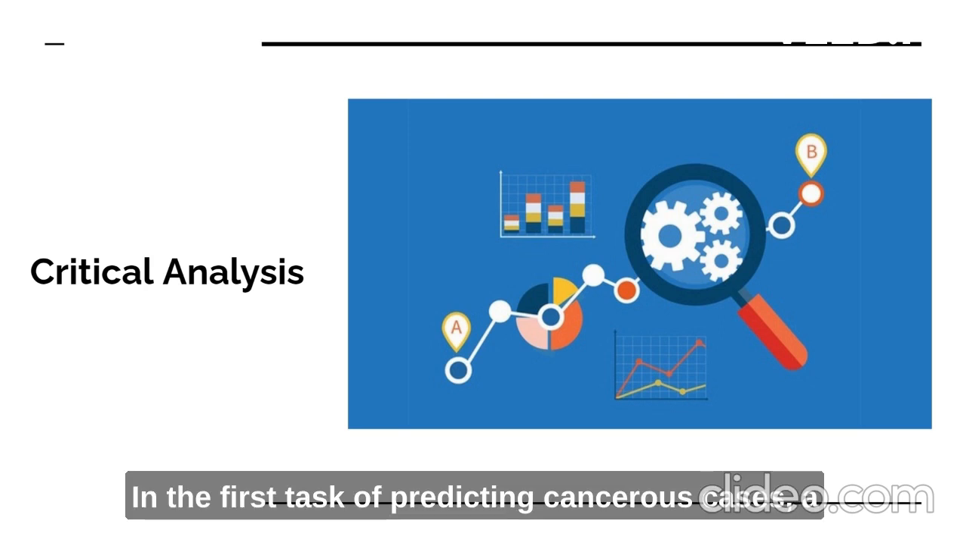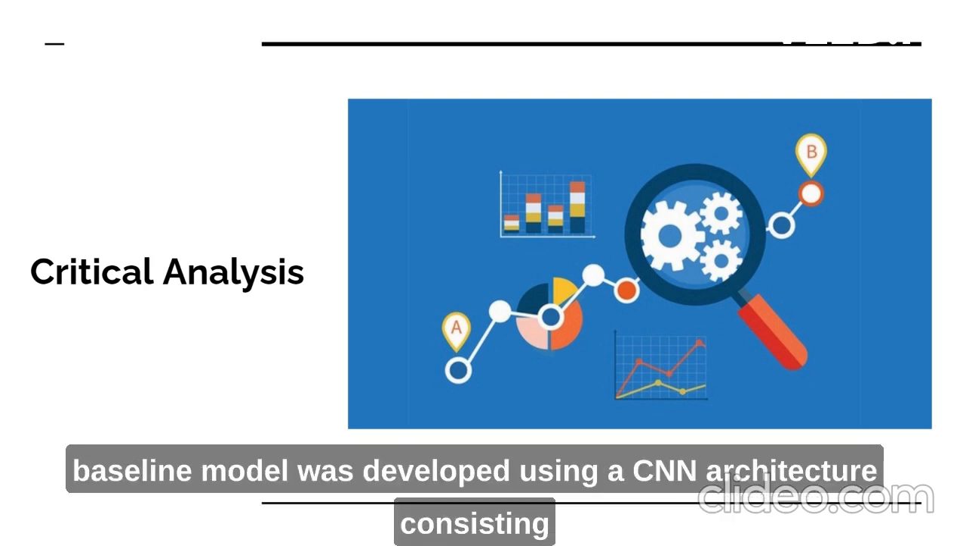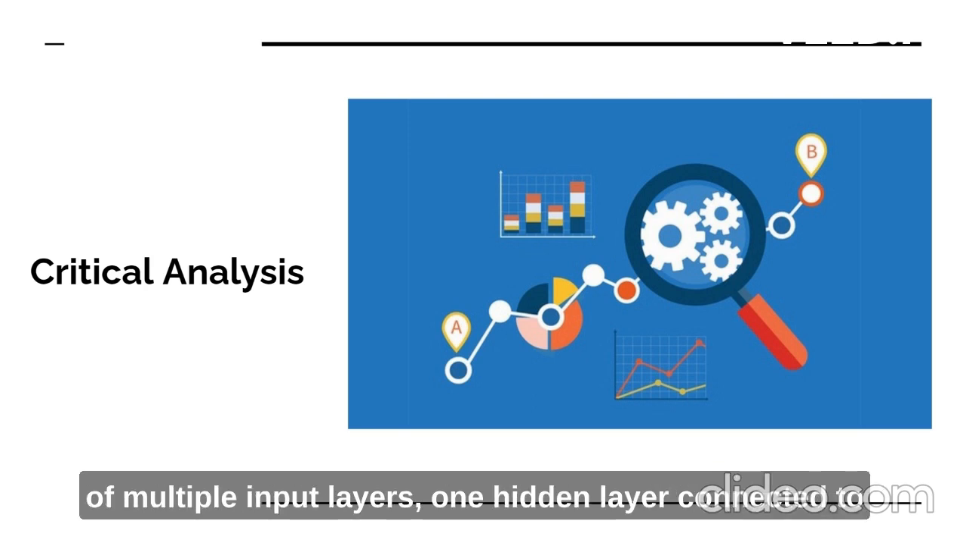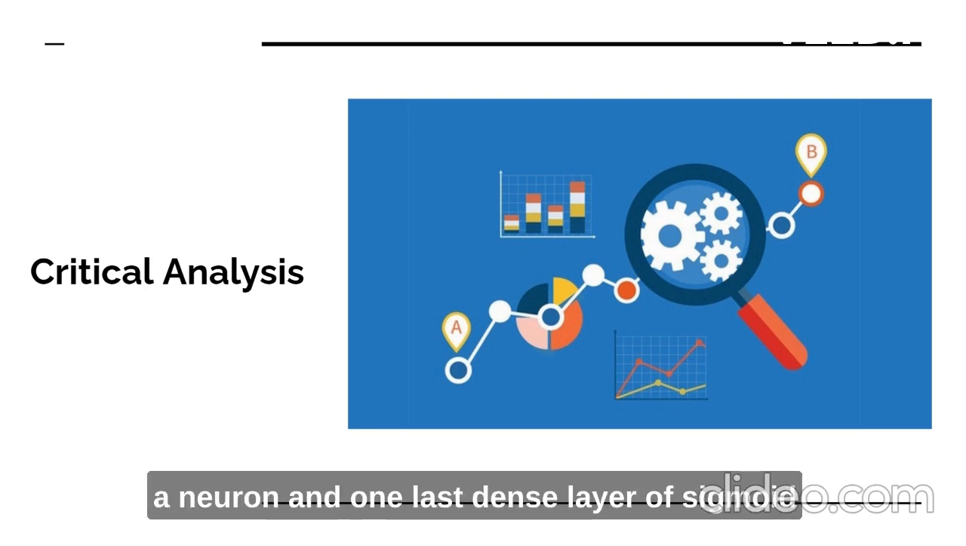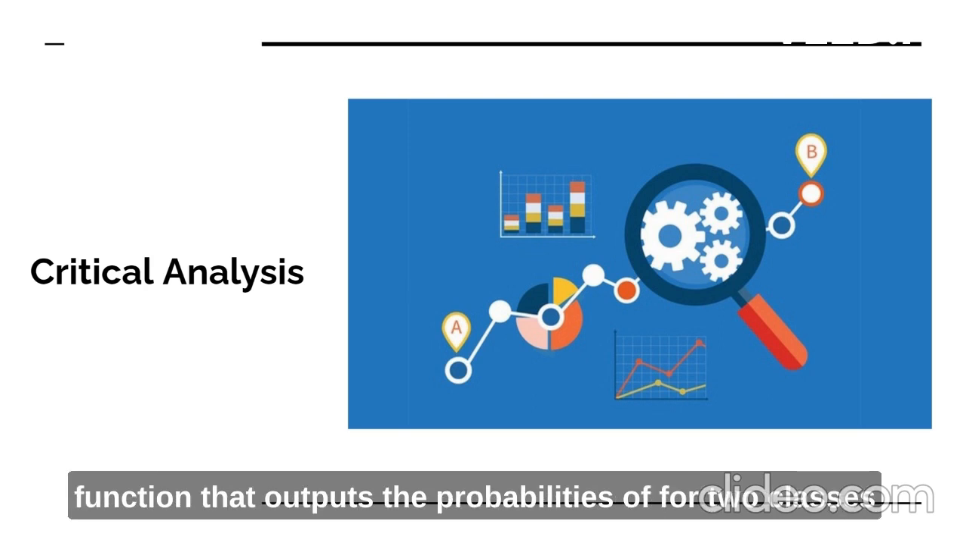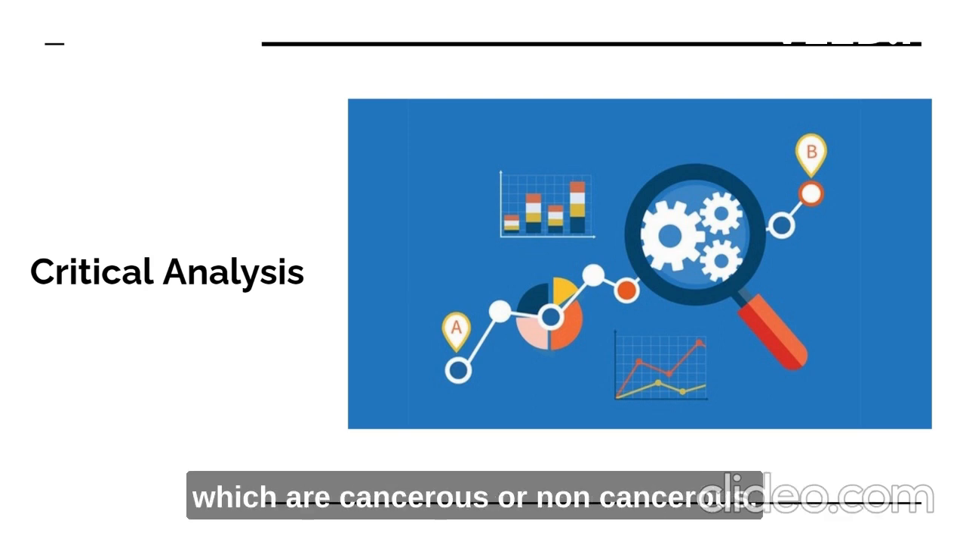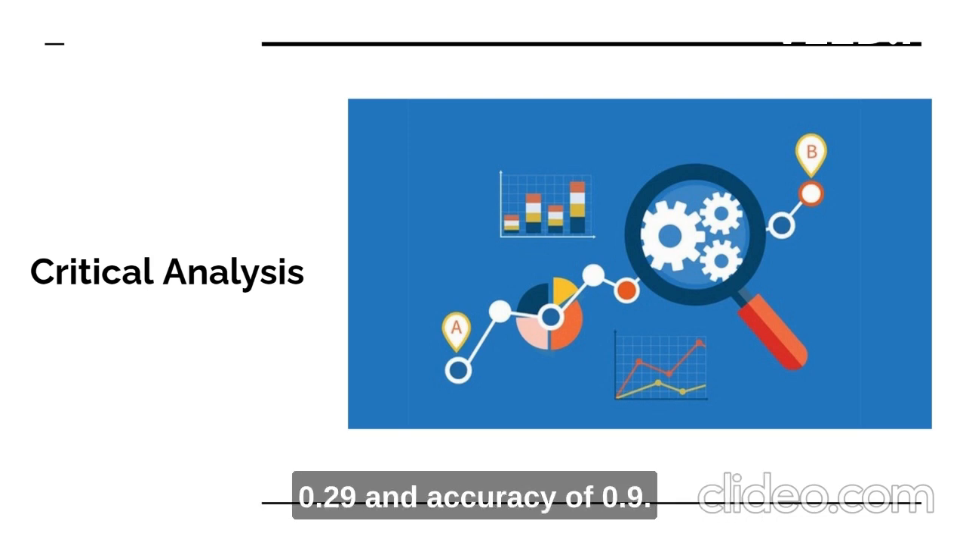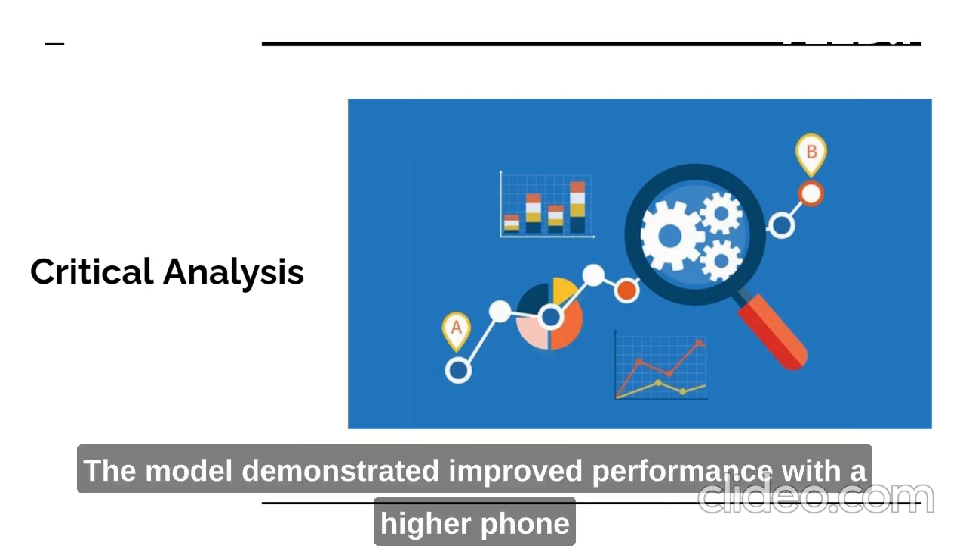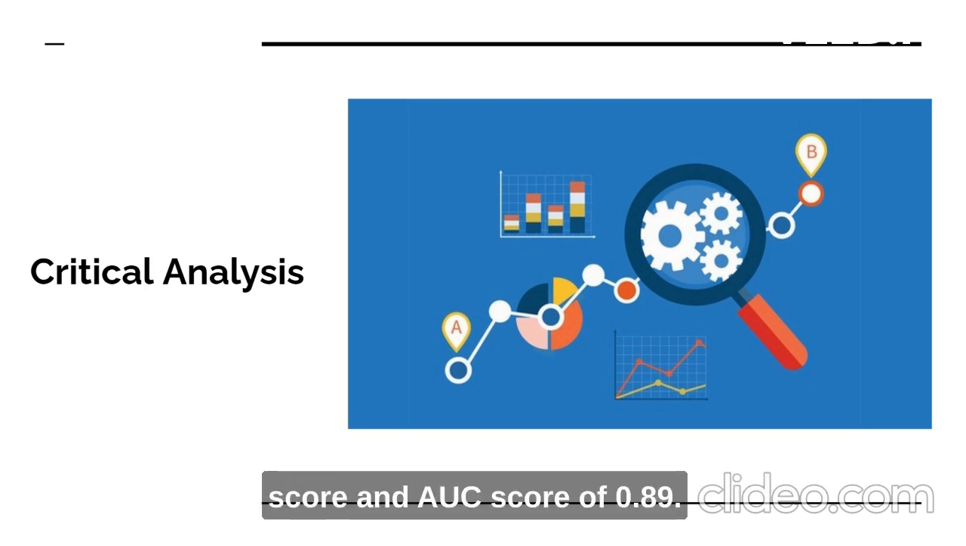In the first task of predicting cancerous cases, a baseline model was developed using a CNN architecture consisting of multiple input layers, one hidden layer connected to a neuron, and one last dense layer with a sigmoid function that outputs the probabilities for two classes, which are cancerous or non-cancerous. The final model achieved a test loss of 0.29 and accuracy of 0.9. The model demonstrated improved performance with a higher F1 score and AUC score of 0.89.